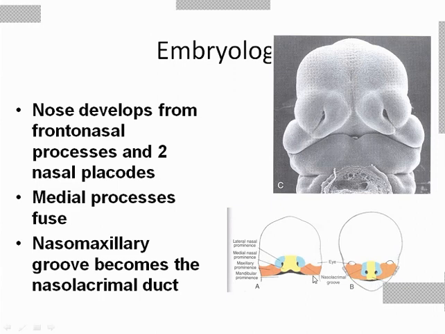Okay, and then here the nasolacrimal groove will close together, and from the eyes the tears will drain directly into the inferior meatus, forming the nasolacrimal duct. That is the tear system. Okay, you understood?